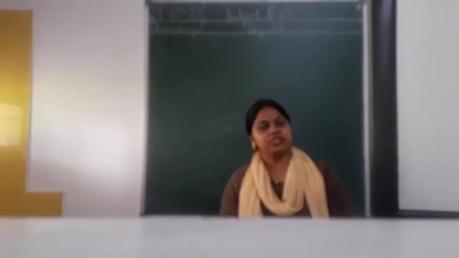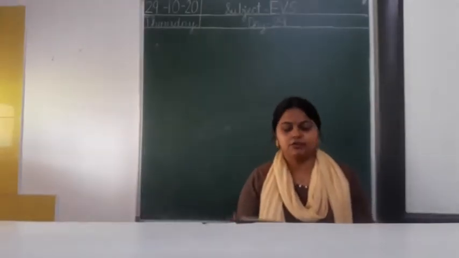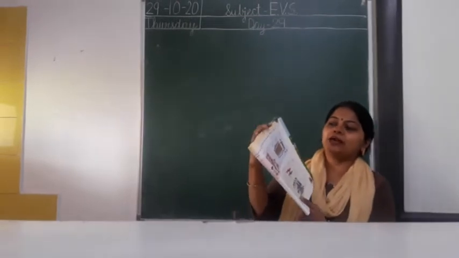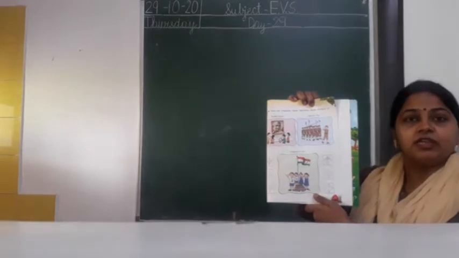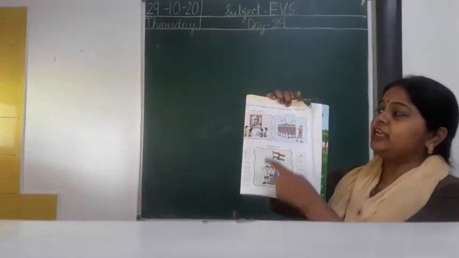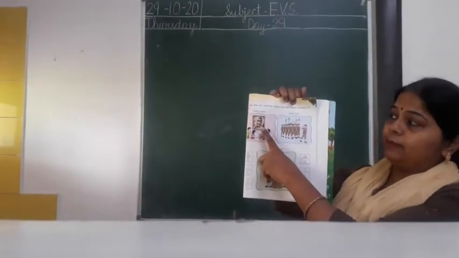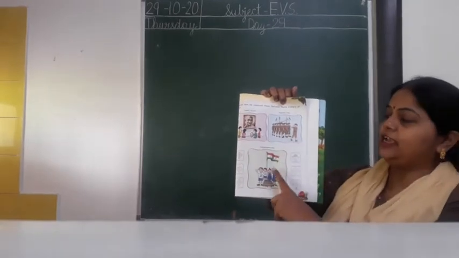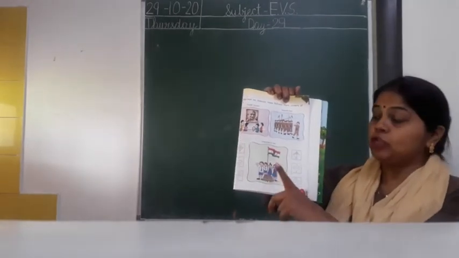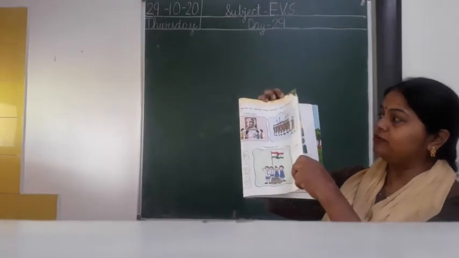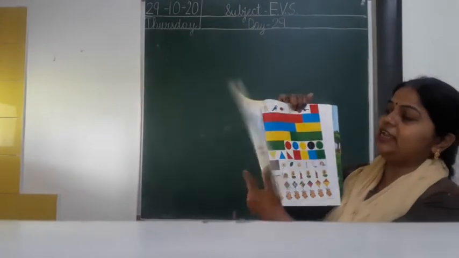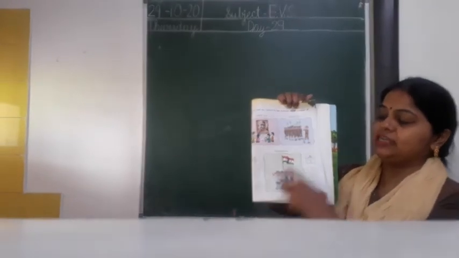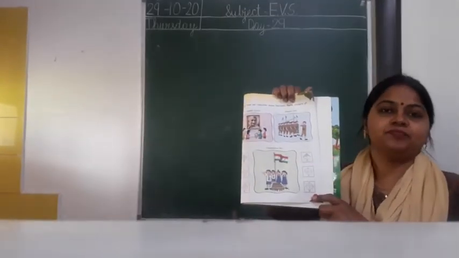Now our subject is EVS and day 29. In subject EVS I have already told you about festivals. And you have already completed this page, page number 95. This page you have already done. And I have told you about Gandhi Jayanti, Republic Day and Independence Day. So on this page one thing more you have to do, you have to take out the stickers from this side and then you have to paste it at this place.